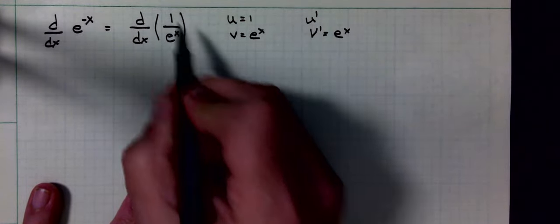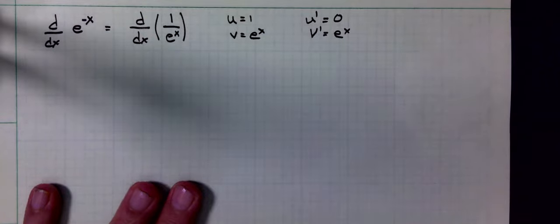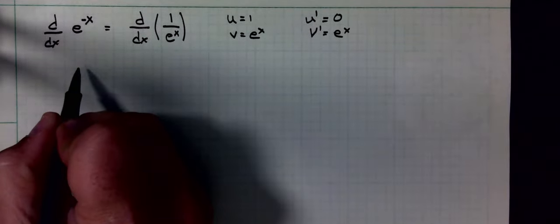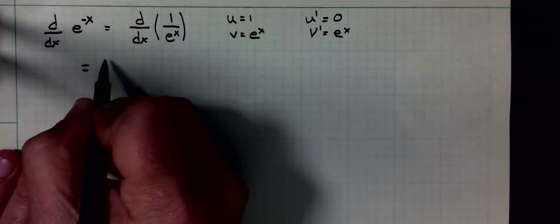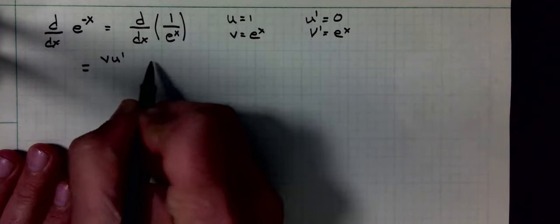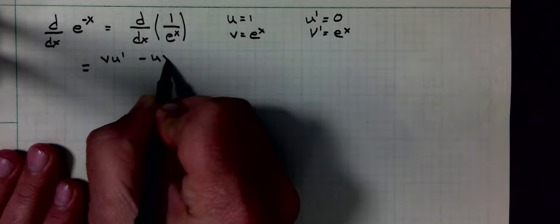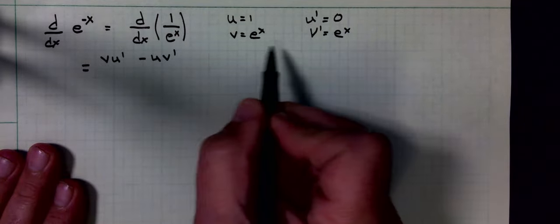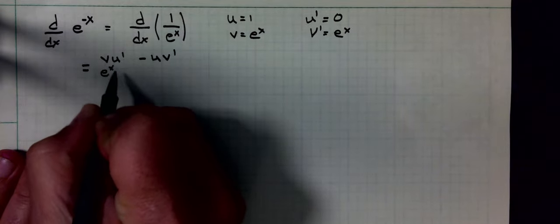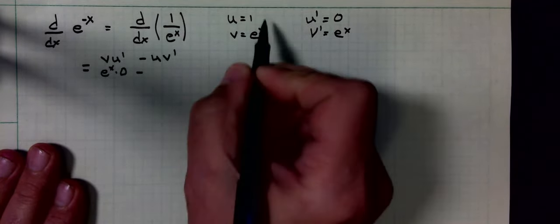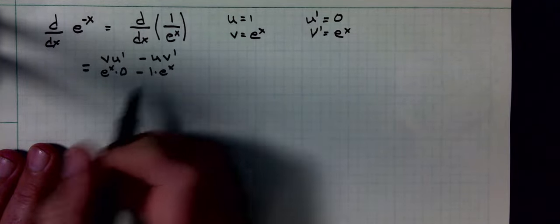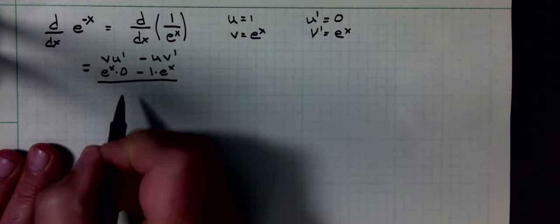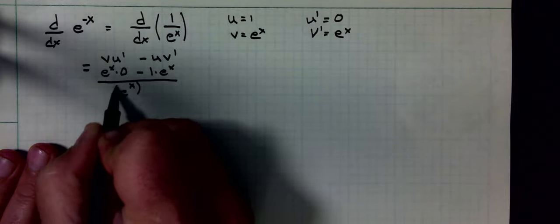v prime is e to the x, and the derivative of the numerator is 0. My answer is going to be the denominator e to the x times 0, minus 1 times e to the x, all over e to the x squared.